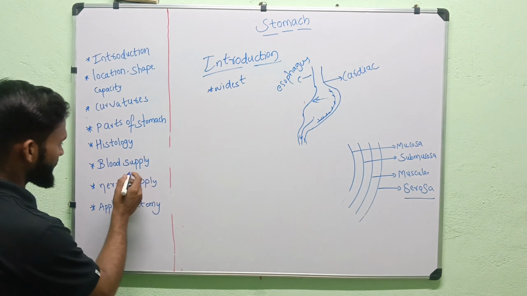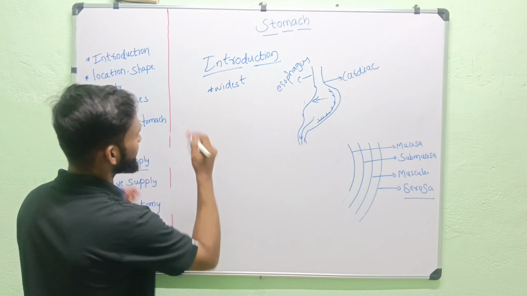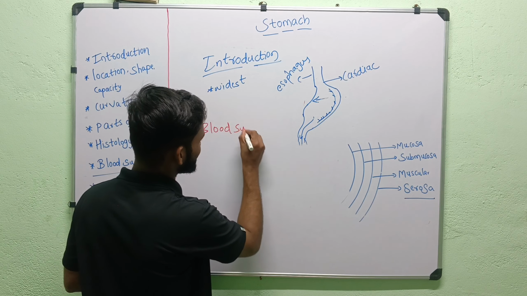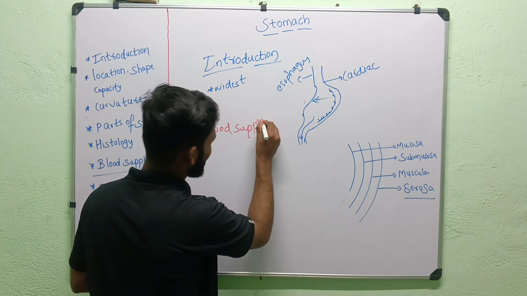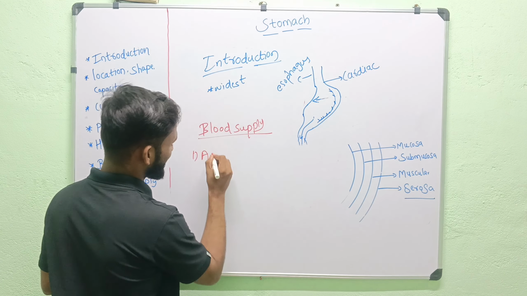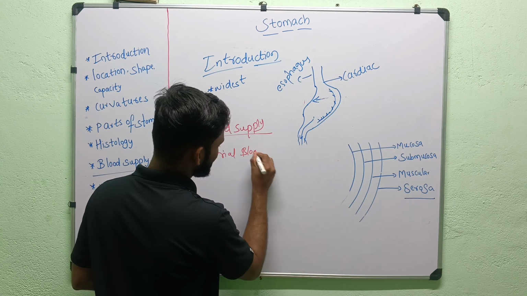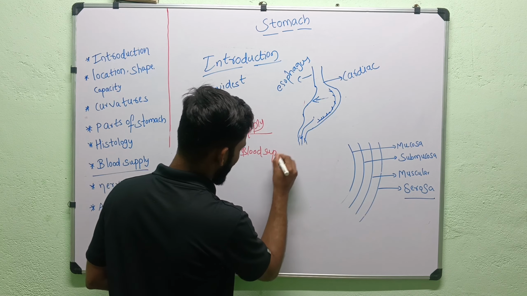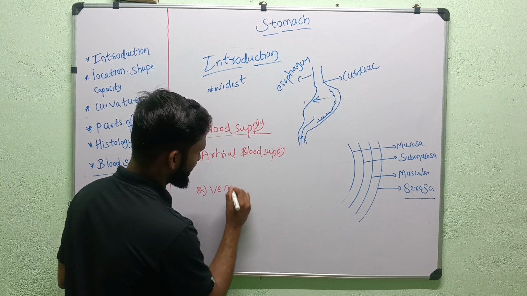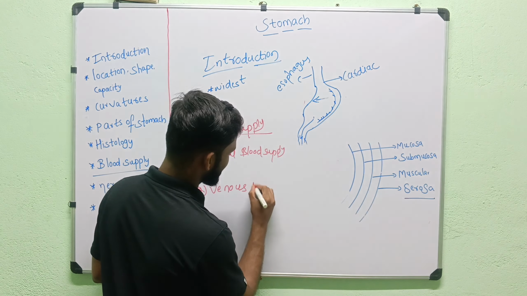Next, we are going to discuss the blood supply to the stomach. For blood supply, we have the arterial blood supply. Then we have venous drainage, which is going to drain the unpurified blood from your stomach.